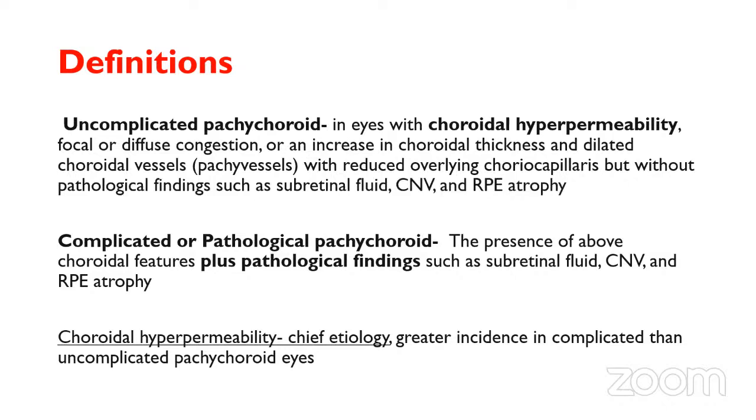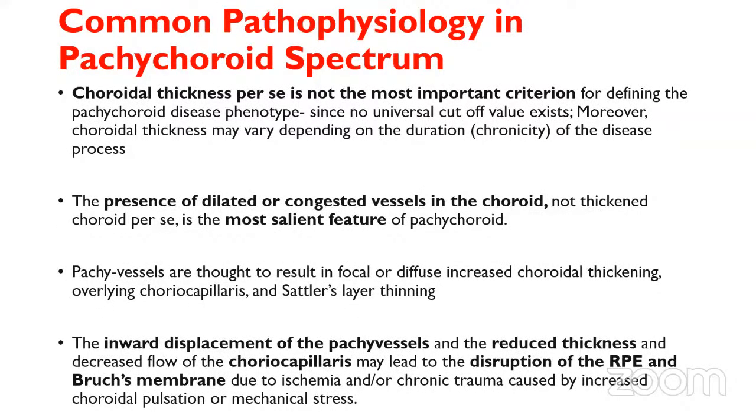Choroidal hyperpermeability is the chief etiology. It is greater in incidence in complicated than in uncomplicated pachychoroid. So common pathophysiology is choroidal thickness per se is not the most important criterion. This is to be remembered for defining the pachychoroid disease phenotype, because there is no universal cutoff value for the choroid, how much thickness it is. There is no universal cutoff value, and moreover the choroidal thickness may vary depending upon the duration or chronicity of the disease. So as the disease progresses, initially the choroid can be thick, but it can thin out as the disease progresses. There is no specific fixed value.